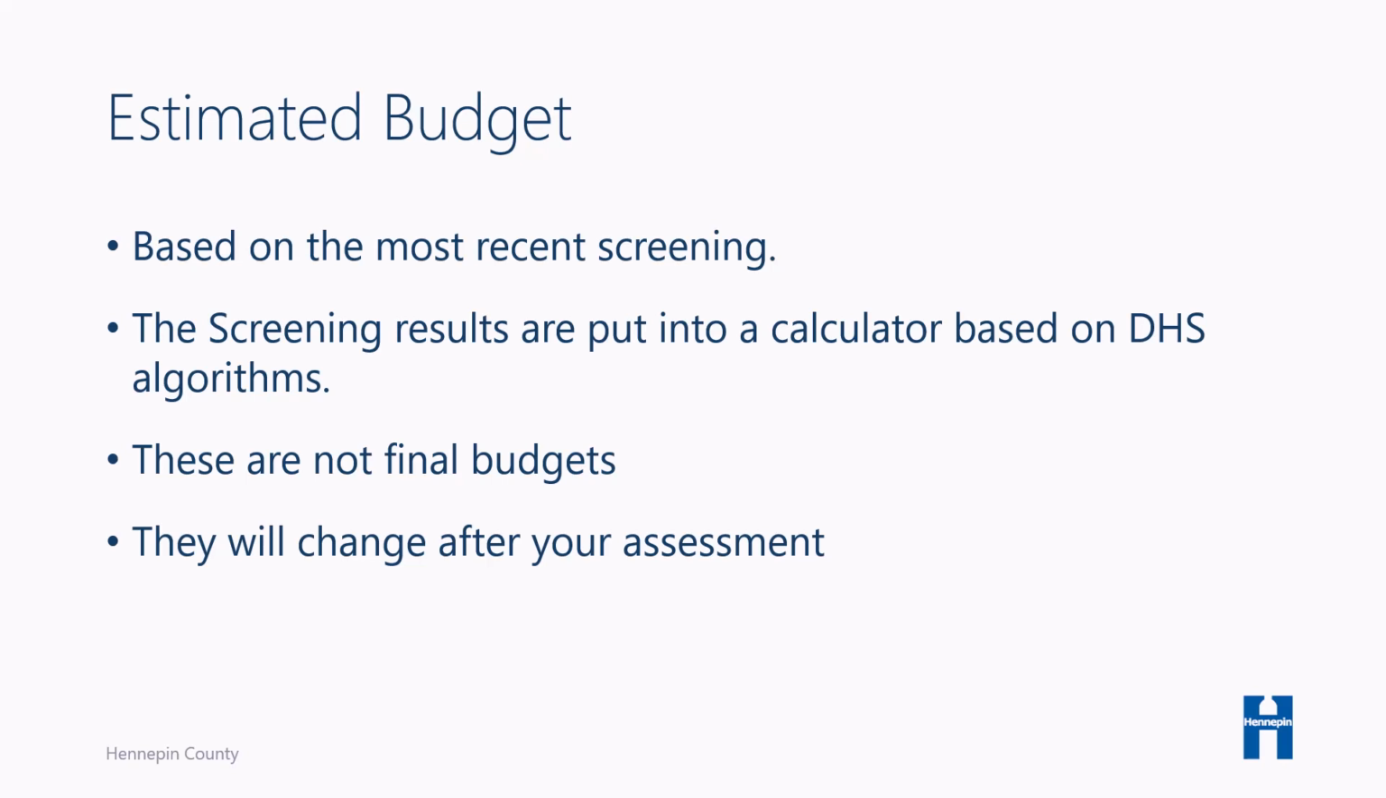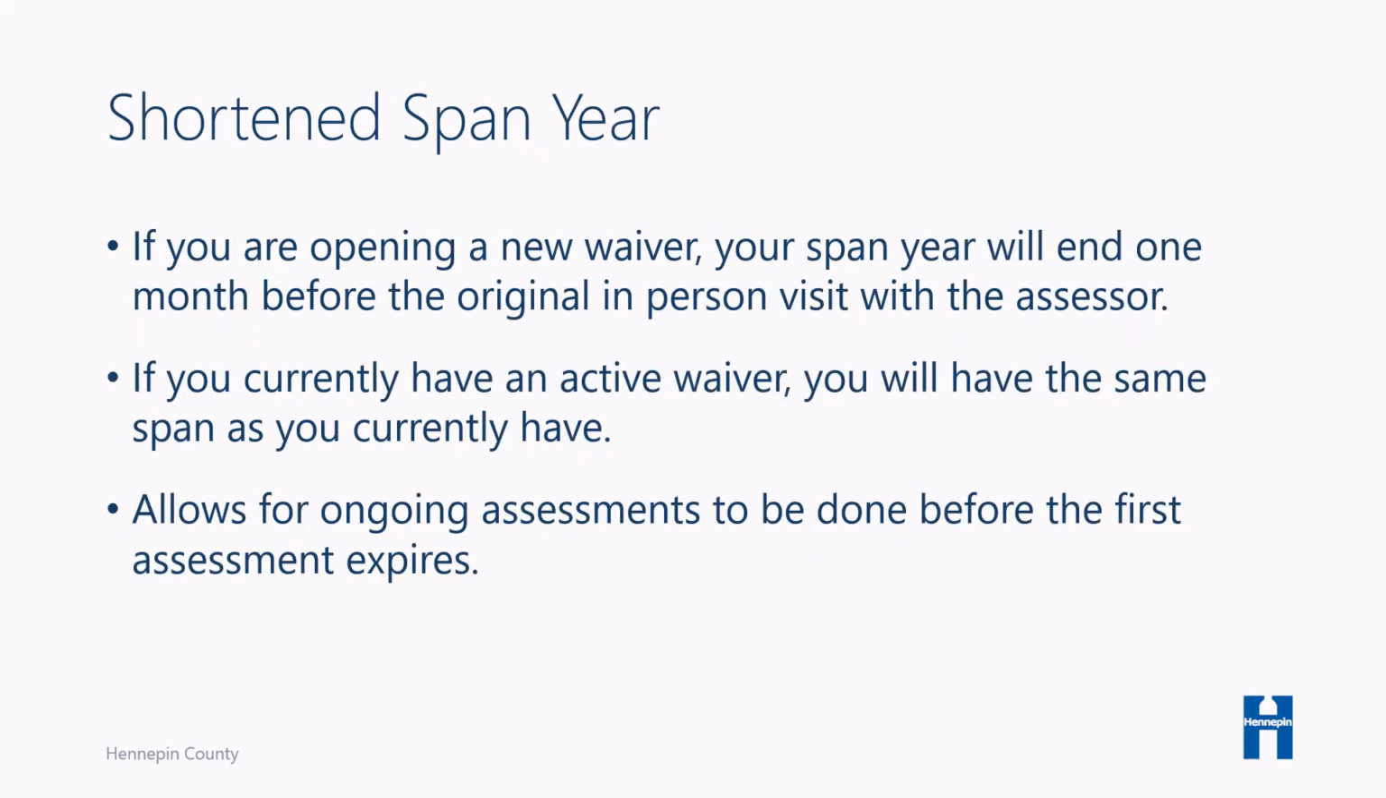Once you write your plan and all services are in place, you will receive the final DHS budget from your case manager. Your budget may be lower or higher than the estimated budget, and you can then adjust your CDCS CSP accordingly to accommodate the final budget.